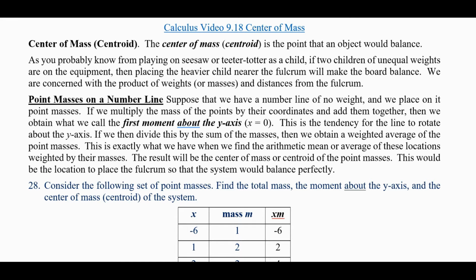This is exactly what we have when we find the arithmetic mean or average of these locations weighted by their masses. The result will be the center of mass or centroid of the point masses. This would be the location to place the fulcrum so that the system would balance perfectly, a balance point.